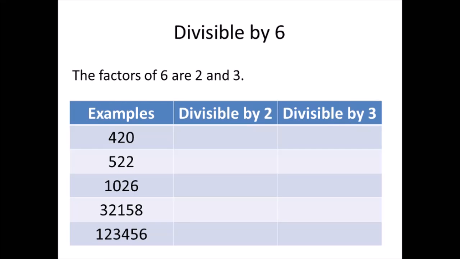Now, let's have the divisibility rule of 6. We know that the factors of 6 are 2 and 3. So, this is the way to check if the number is divisible by 6. First example, is 420 divisible by 2? Yes. Is it divisible by 3? Yes also. So if both are true, then the number is divisible by 6. So 420 can be divided by 6.